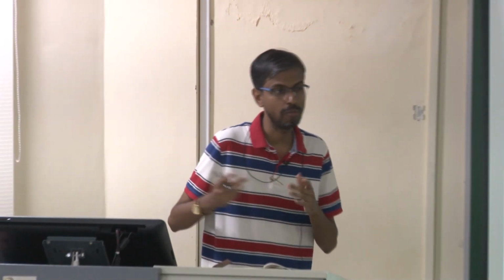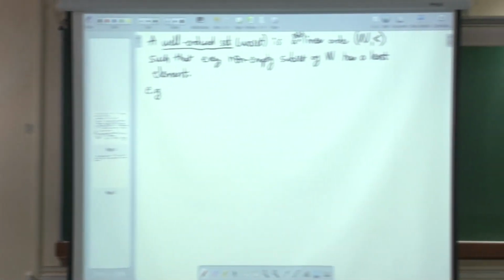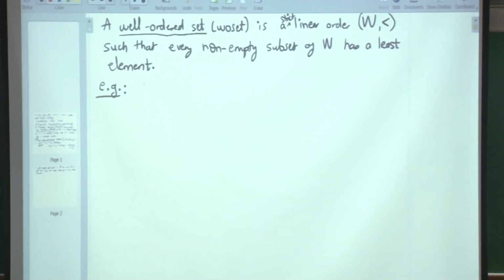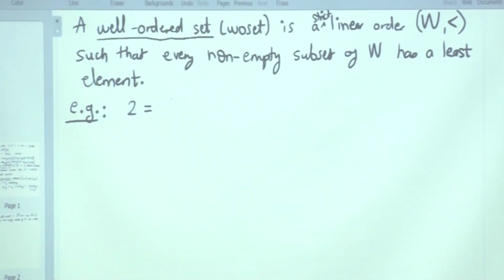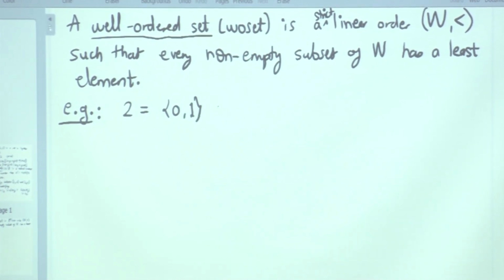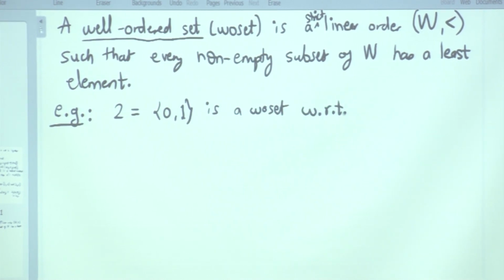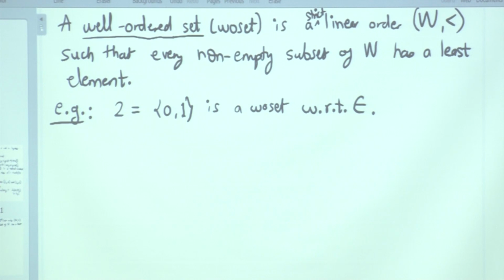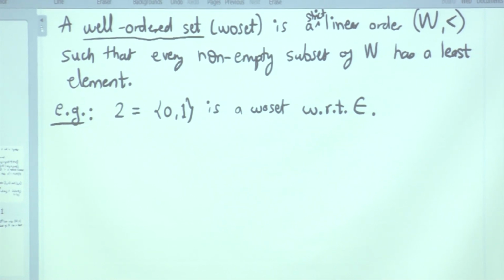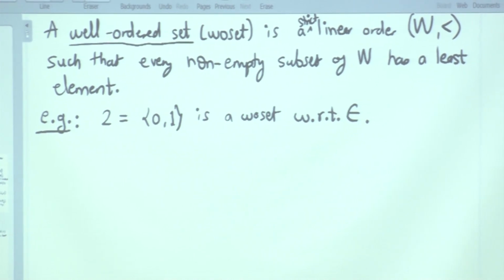Okay, least element means it is smaller than any other element in that subset. Right? So, for example, let me take 2. What is 2? 0 and 1. This is a VOSET with respect to the belonging relationship. Because what are the non-empty subsets of 2? Singleton 0, singleton 1, or 2 itself.